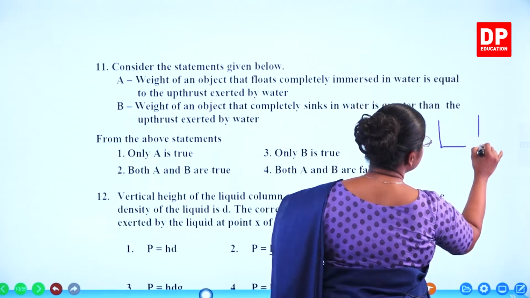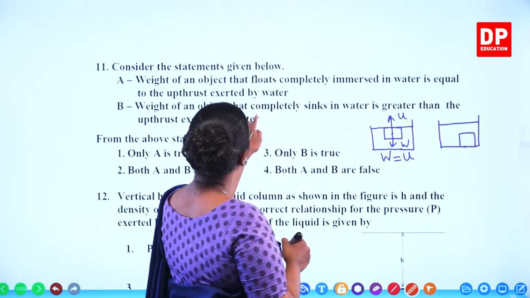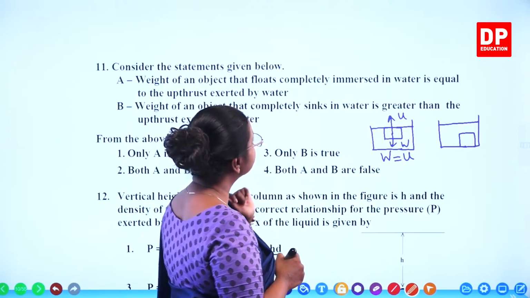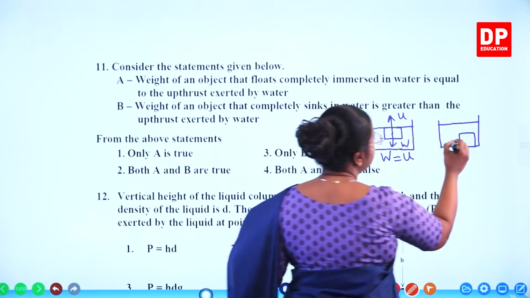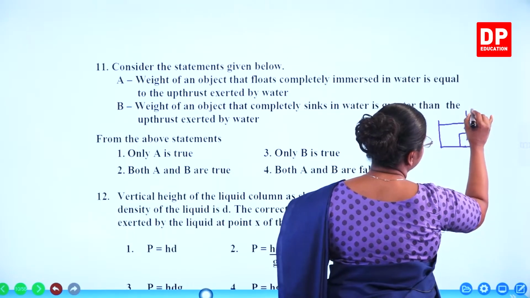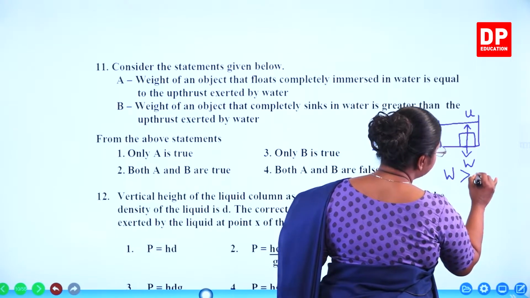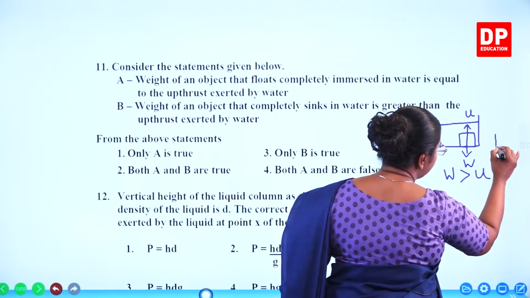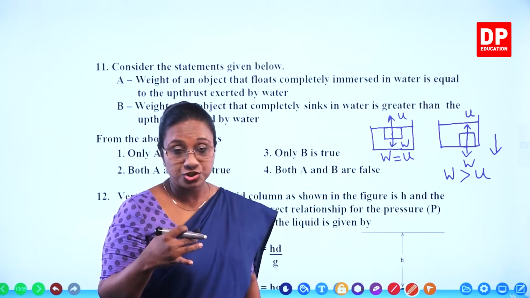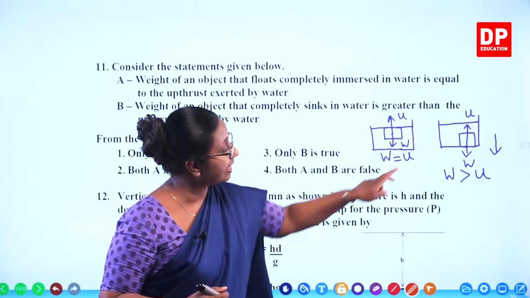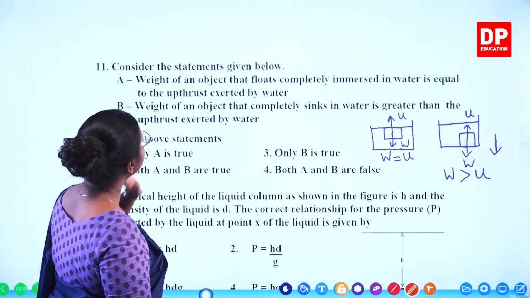Then the second instance, the object completely sinks. Weight of an object that completely sinks in water is greater than the upthrust exerted by water. That is correct. Why? Because here also upthrust is acting upwards, weight is downwards, but because the weight is greater than upthrust, there is an additional force acting downwards. That is why the object is pushed down. So, the object comes and rests at the bottom surface of the container. So, both these statements are correct.